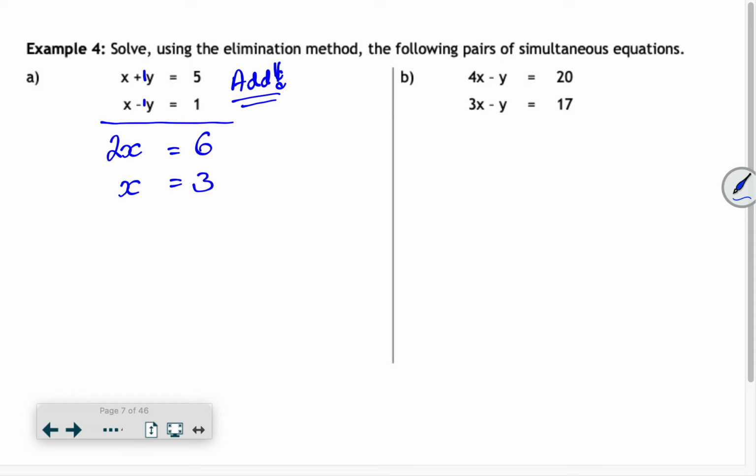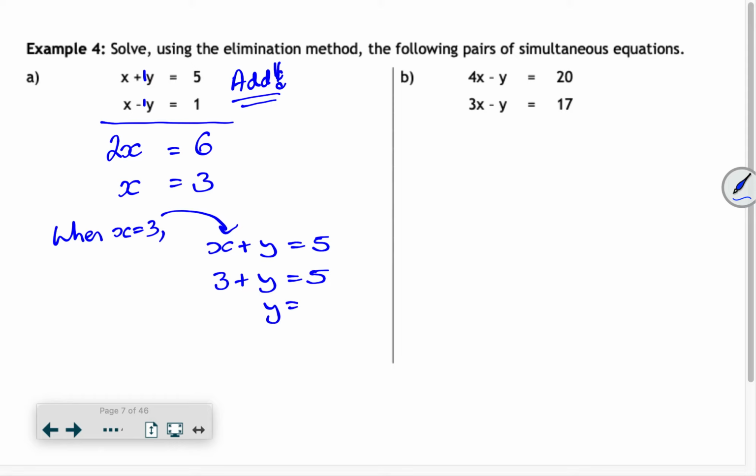And then substitute into any equation. So when x equals 3, it doesn't matter which equation you sub it into. Let's use the equation x plus y equals 5. So let's sub 3 in for x here. So I get 3 plus y equals 5. So y has to be 2. So therefore x is equal to 3 and y is equal to 2.